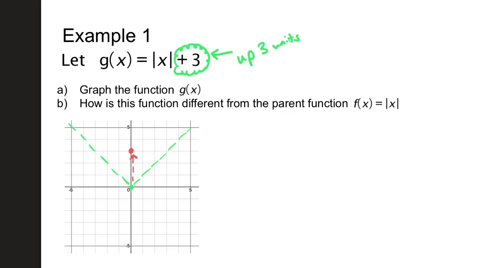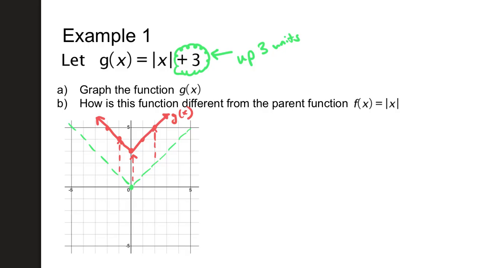I'm going to take a next point, pick any point, and I'm going to move it up 3 units and plot it in its new location. Same thing over here. I can move it up 3 units and plot it in its new location. Let me fill in a couple other points to make this a little bit easier to graph. And now I can just take my ruler and I can draw in the graph of g of x.